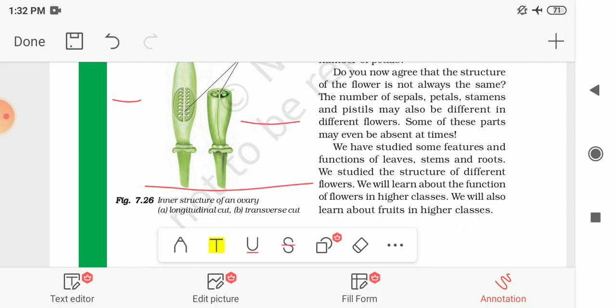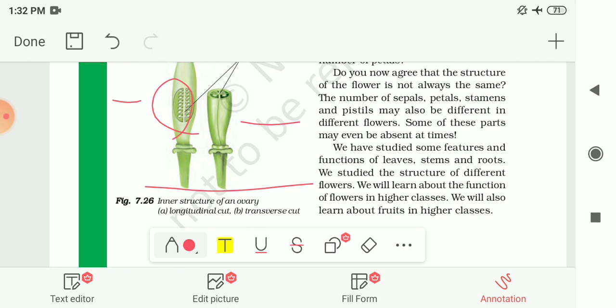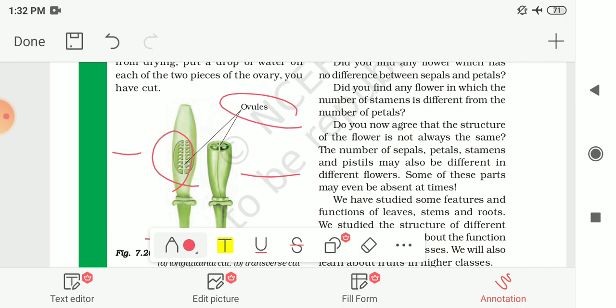Now did you see some small bead-like structures inside the ovary? Here you can see that the bead-like structures are there inside the ovary. They are called ovules. This is known as the ovules. Here it is written ovules. So now draw and label.